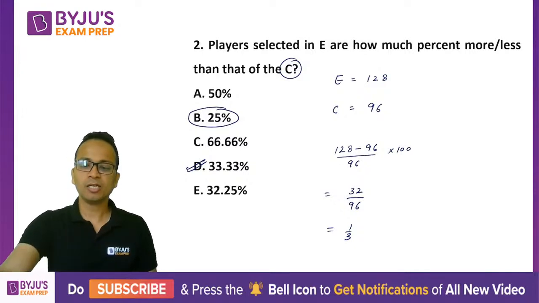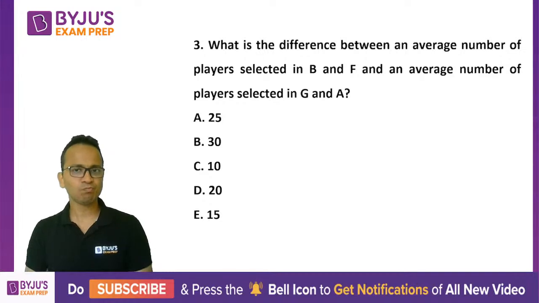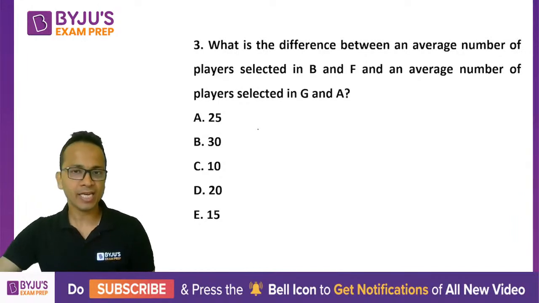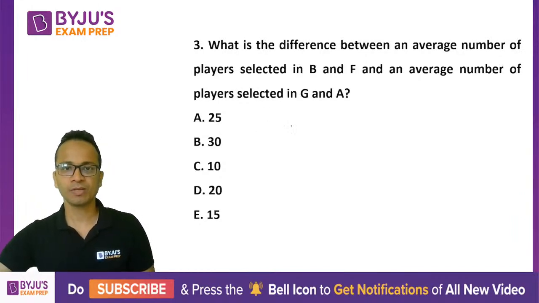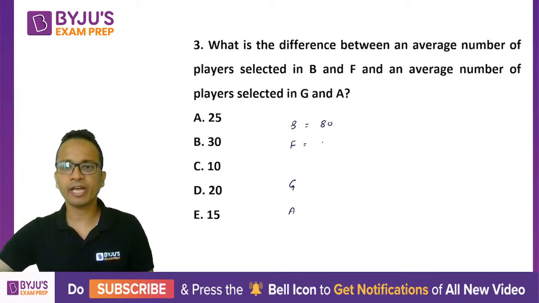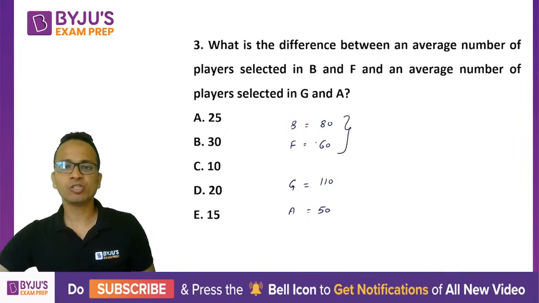All right. Question number 3. What is the difference between an average number of players selected in B and F? So calculate the average for B and F and the average of G and A and then find the difference. So let's write all these values for B, F, G and A. So the number of players for B is 80 and for F it is 60. For G it is 110 and for A it is 50. Okay, so first of all I'll calculate the average of B and F.